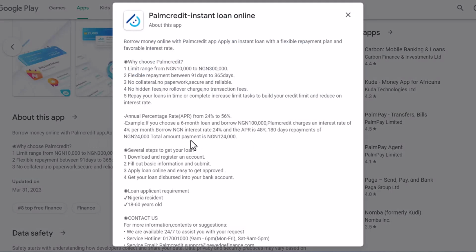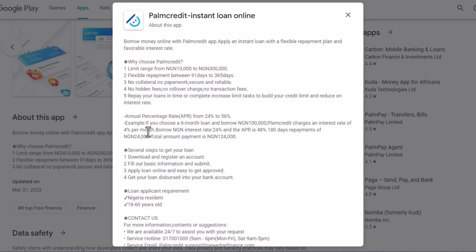So with Palm Credit, you can get a loan from 10,000 naira to 300,000 naira, and the annual percentage rate falls between 24% to 56%. We are going to explain that and see what it actually means, and then you also know if Palm Credit is one of your go-to loan apps, which of course you can actually use to borrow money in Nigeria.